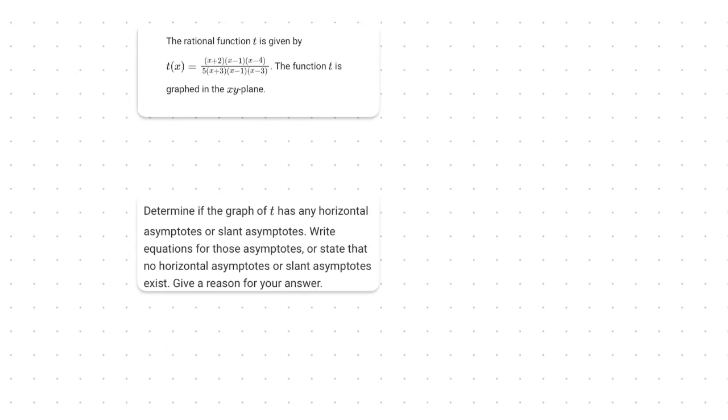So first we have to figure out what is the difference between horizontal asymptotes and vertical asymptotes. Okay, so vertical asymptotes we just did, so I'll explain that. So again, that's when the denominator is equal to 0. Okay, when it's undefined.